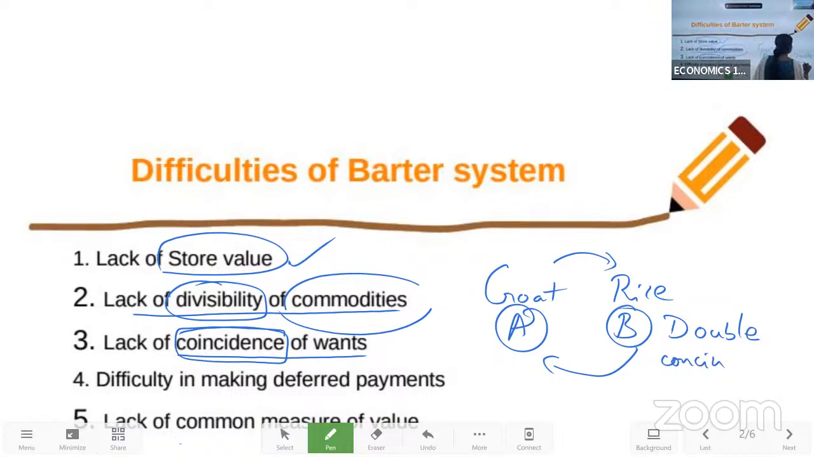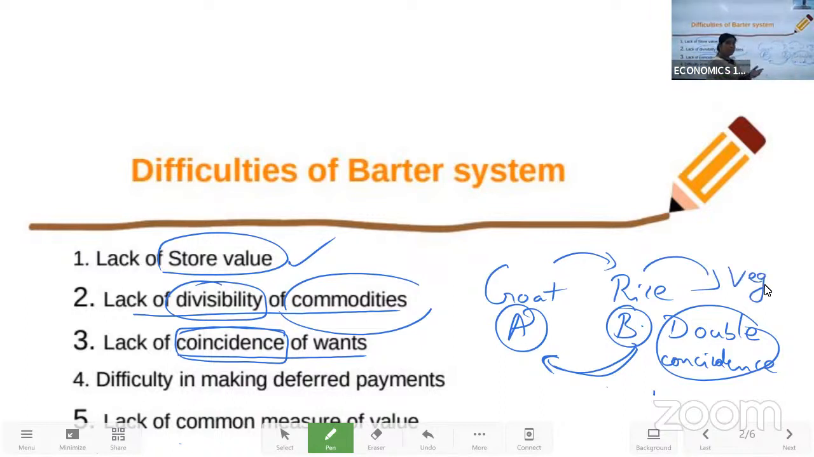What is this double coincidence? Double coincidence means whatever A is willing to exchange to B, B is also willing to exchange to A. So the double coincidence can be possible here in this case. But it's not always practicable, because sometimes A wants to exchange with the rice, but maybe B doesn't want the goat. He wants some other product, like some vegetable. Then can we call it a double coincidence? No. A wants the rice, but B, who has the rice, doesn't want the goat. He wants only fruit. Then coincidence is not possible. Then how can the goods be exchanged? It is not possible to exchange the goods.